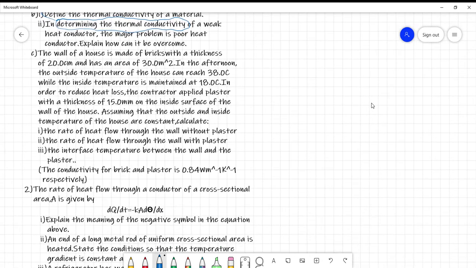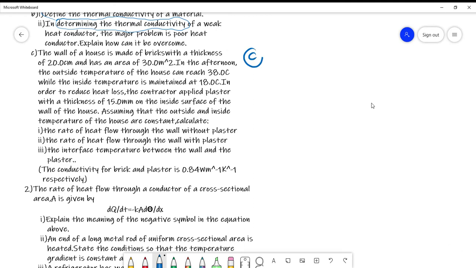So here, the wall of the house is made of bricks with a thickness of 20 cm. So basically our dx is 20 cm, and it has an area of 30 meter square. So this 20 cm I should convert into the base form, which is times 10 to the power negative 2 meter.